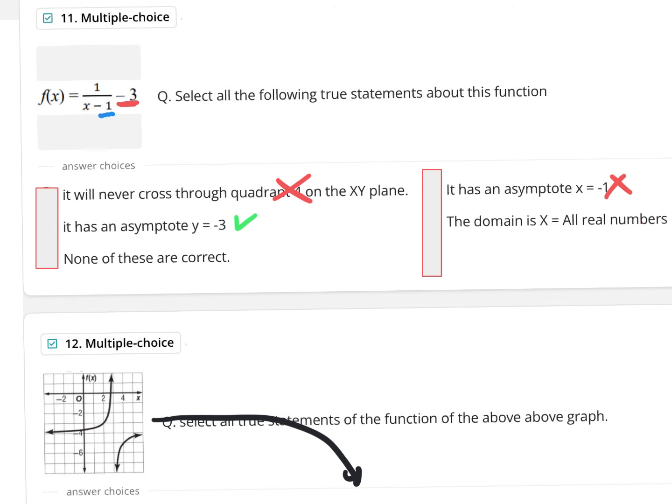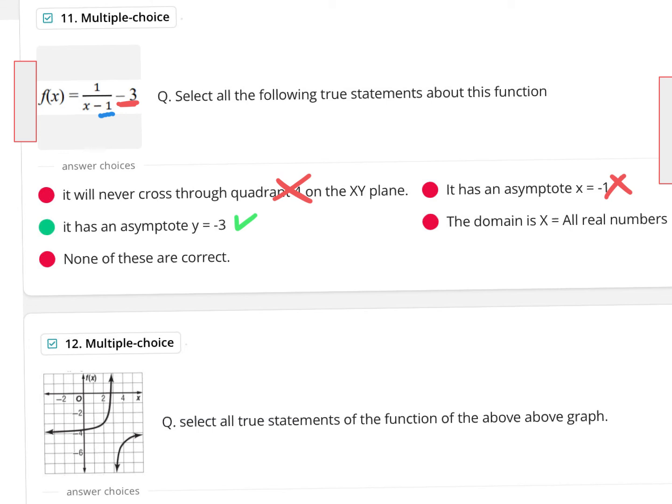True or false? False, because you could say domain x equals all real numbers, but you have to say x cannot be +1, right? Your h value. So that would be incorrect also. The only one that's correct is that green check marked one that we got. Alrighty, let's move on to the next question.